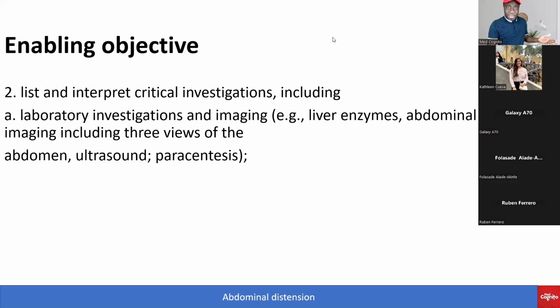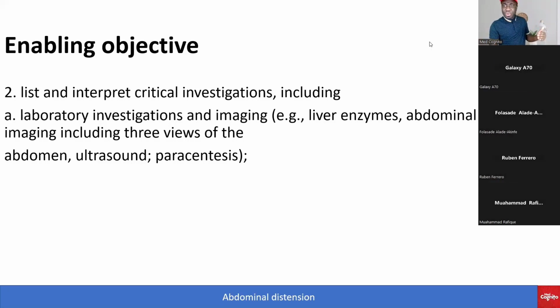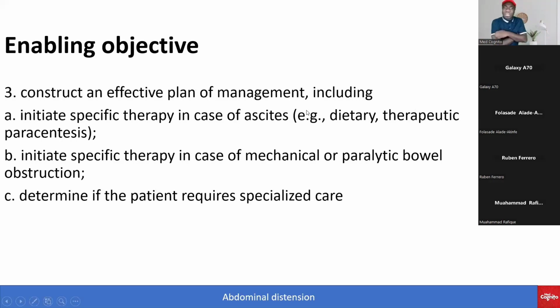All right, so we continue in the class right now. You have to be able to construct an effective plan, including initiating specific therapy in the case of ascites, so dietary changes and therapeutic paracentesis, initiating specific therapy in the case of mechanical or paralytic bowel obstruction, and determining if the patient requires specialized care.